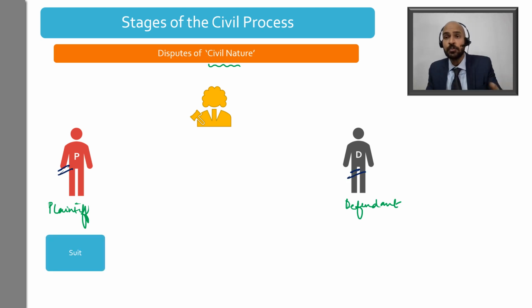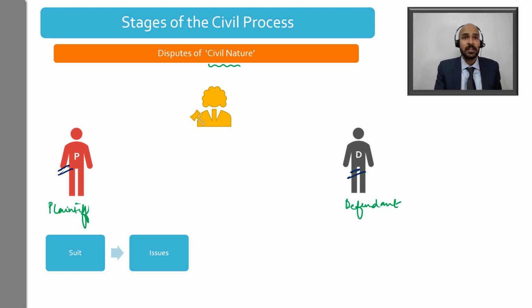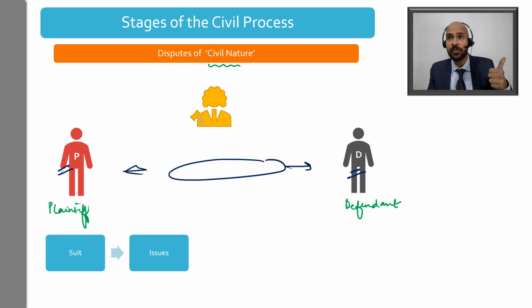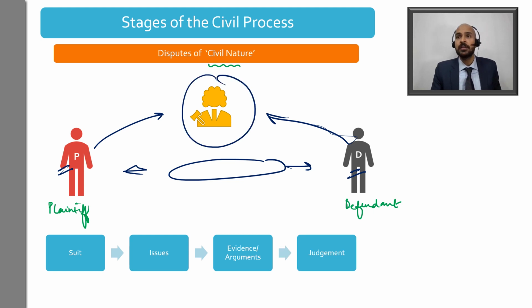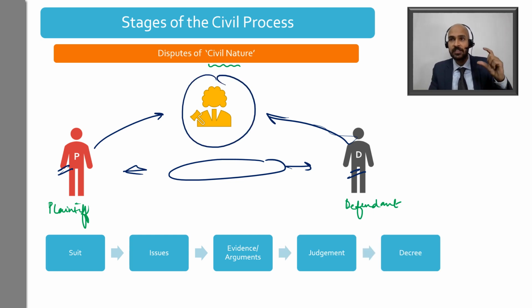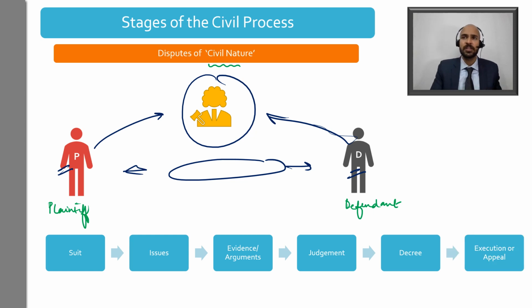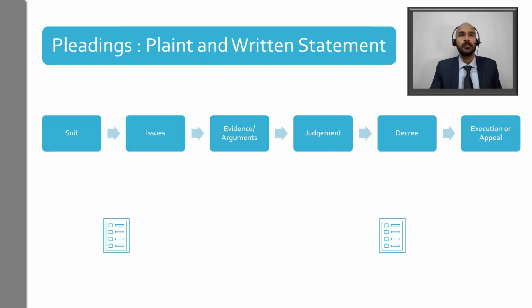So there's the institution of the suit. Then you identify what the disputed points between these two people are. You find the issues. Then you have the evidence that is led by these parties. You have the arguments. Then there's the judgment. The operative part of the judgment is the decree. And then of course it's followed by the stage of execution or appeal. So with this, we are pretty clear with the broad outline of the civil process. Now let us talk about the pleadings.